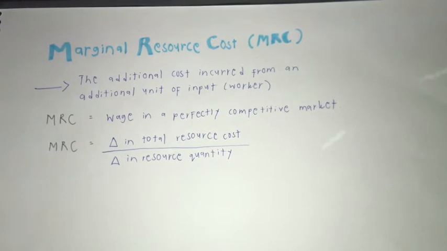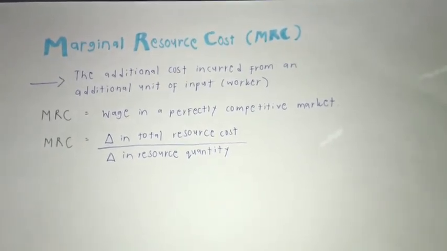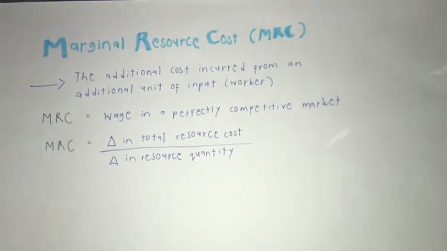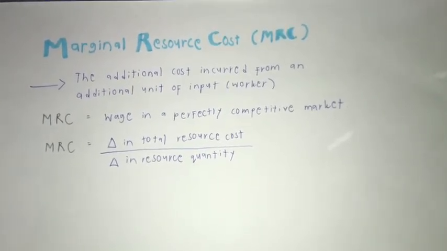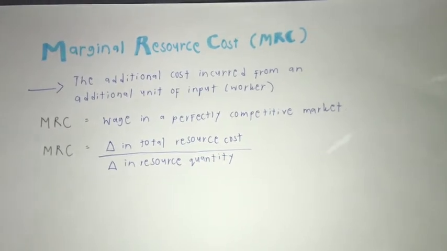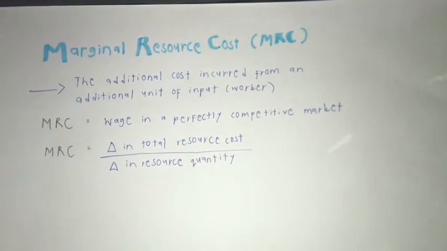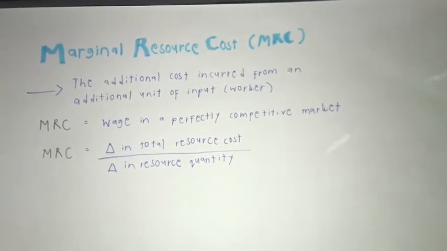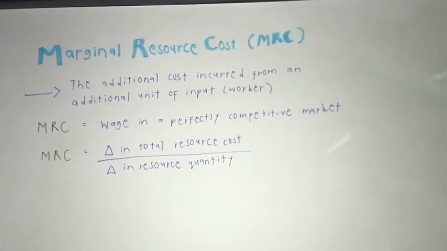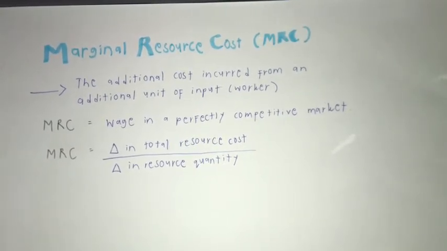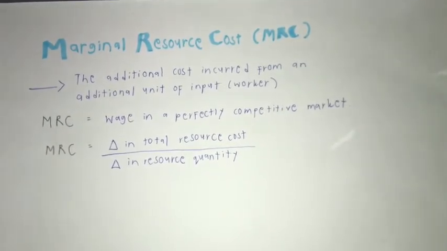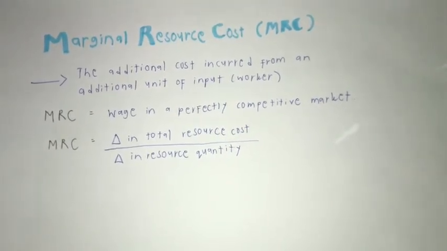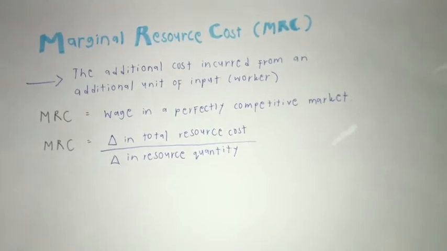Moving on is marginal resource cost, or in short MRC. Marginal resource cost is the additional cost incurred from an additional unit of input, a worker. MRC equals wage in a perfectly competitive market, since this is the cost of hiring one more worker. MRC can be calculated by finding the change in the total resource cost, otherwise known as the change in wage, over the change in resource quantity, or the number of workers you've had. As you can see from the picture, that's the equation.